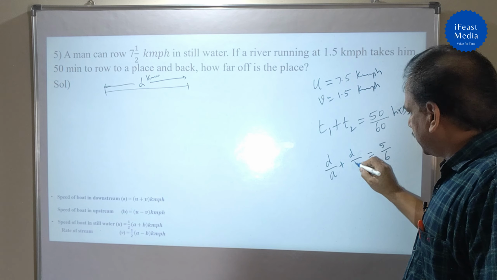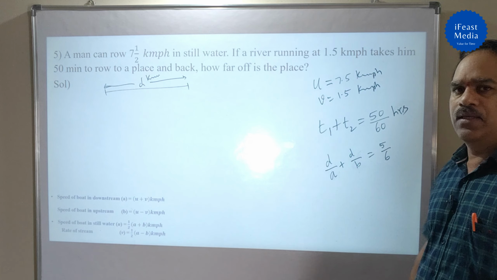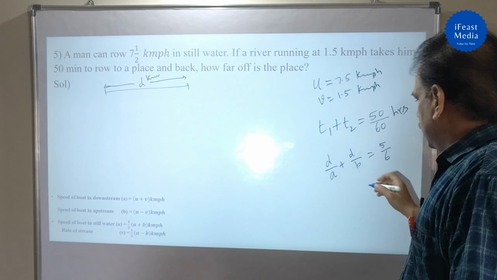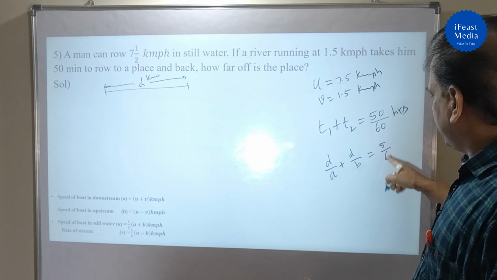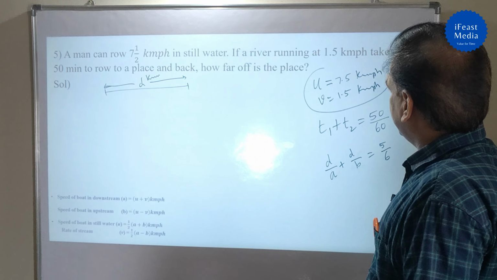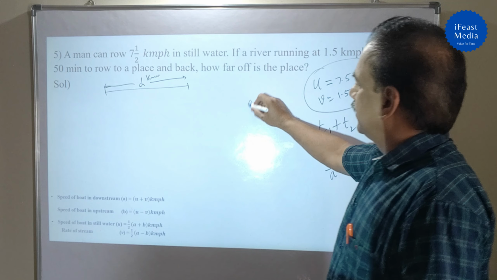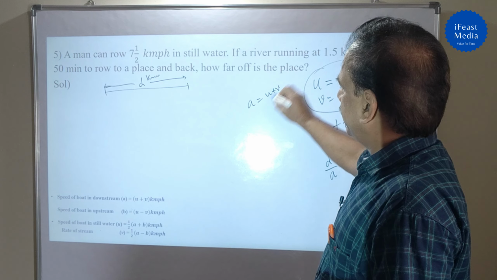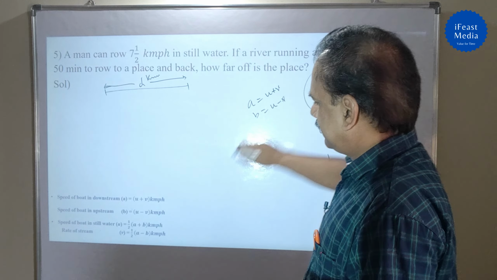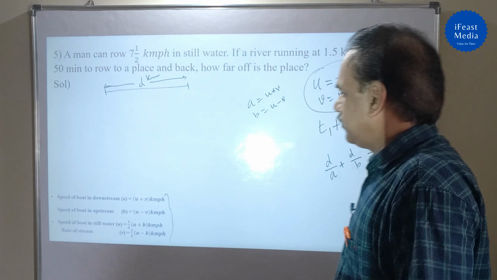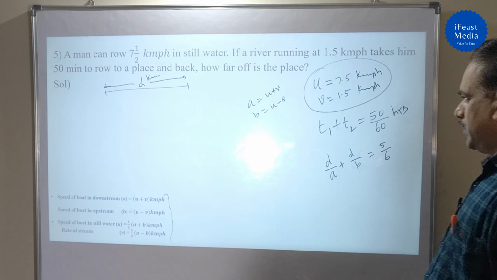Speed of the boat in upstream is B. Right? So d by A plus d by B equal to 5 by 6. But what are the values given here? They are u and v, not A and B. What are A and B? A is u plus v and B is u minus v.